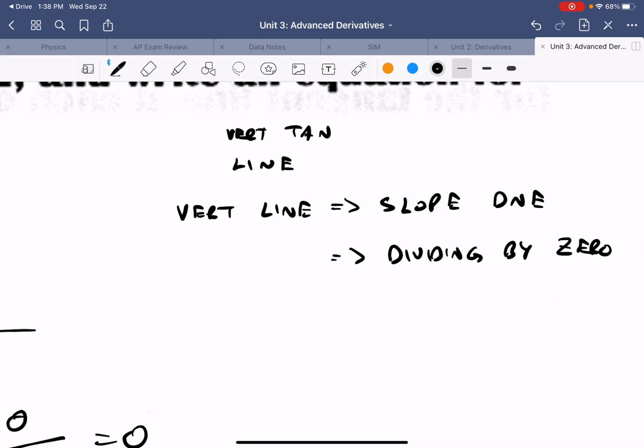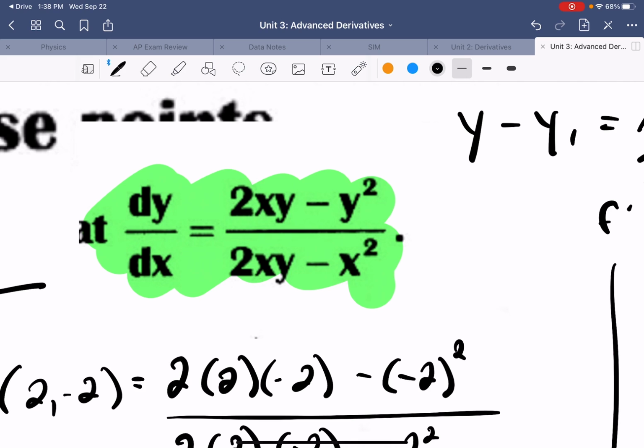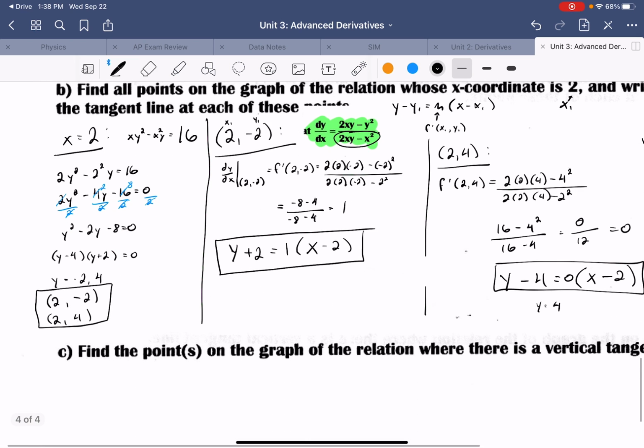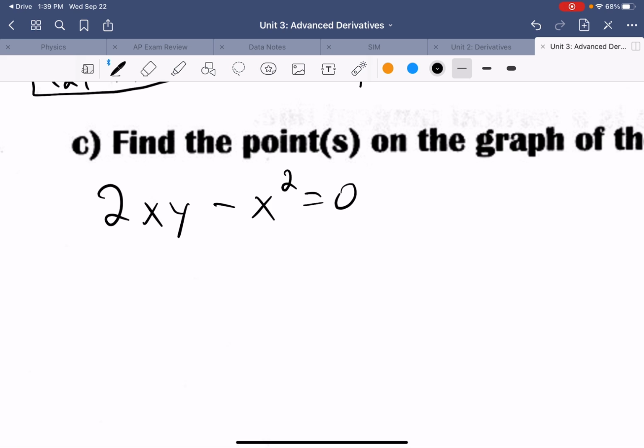Okay, so if you have a vertical tangent line, well, the slope of your tangent line is the derivative. And so if you have a vertical tangent line, that means that the slope has to have 0 in the denominator. And this is the equation for the slope of the tangent line. If we have a 0 in the denominator, that means the denominator could be set equal to 0. So for a vertical tangent line, I'm just going to take that denominator, 2xy minus x squared, and I'm going to set that equal to 0. So that is my starting point here.